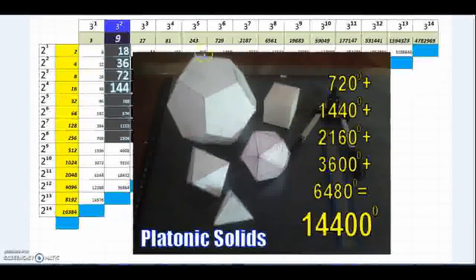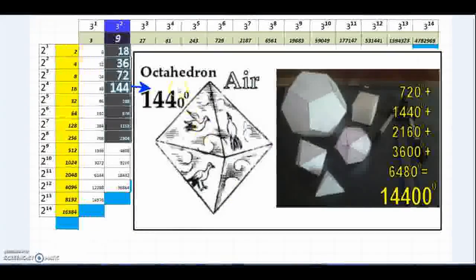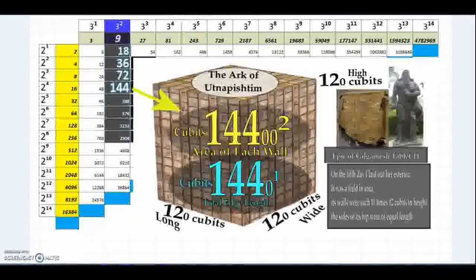But okay, we also have the 5 Platonic solids, and if you add up the faces of each one, you get the number of the degrees, and we'll see that one in a moment. But if you add them all together, 14,400, 144 once again. And the octahedron, this is the octahedron here, has 8 sides, 8 equilateral triangles, 8 times 180 gives us 1440. And again, this geometric reference as well.